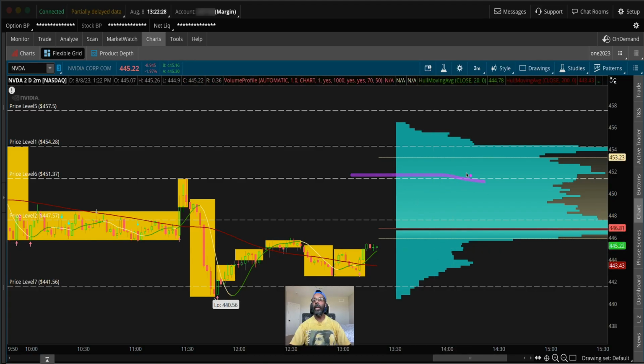This is all liquidity, right? This is all overhead supply from the last week and a half. It's all overhead supply, all resistance, right? This is where this is trading.